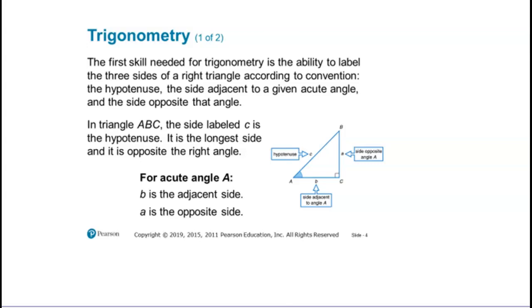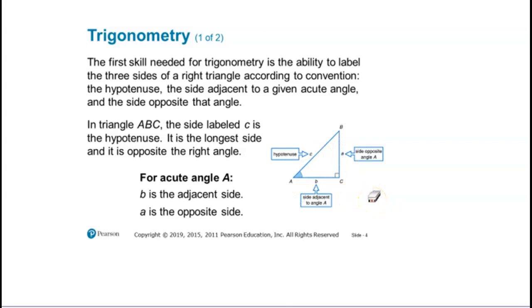So when we're looking at an angle, I want you to notice one thing that's really important, and that is how we are labeling the triangle. The triangle is labeled with capital letters A, B, and C at the angles, and those capital letters A, B, and C are talking about the angles inside. So this is angle A down here, angle B, and angle C is a right angle.